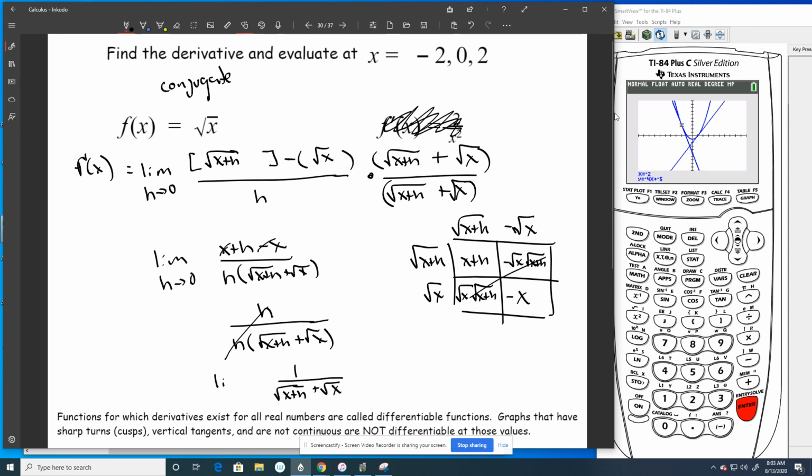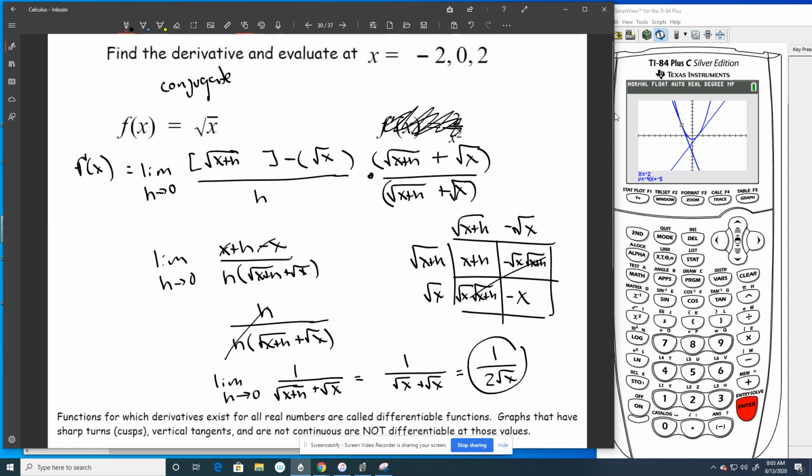Now remember, I'm still taking my limit as h goes to 0. Looking at this, I don't think I can do much more with that. So let's see what happens when h becomes 0. I still have 1 on top. The bottom becomes root x because h becomes 0, plus another root x, which just becomes 1 over 2 root x.